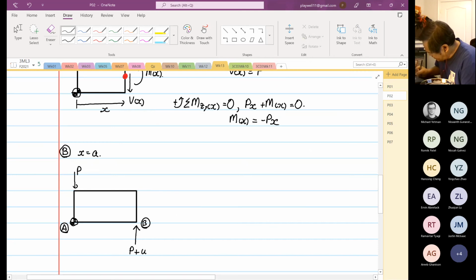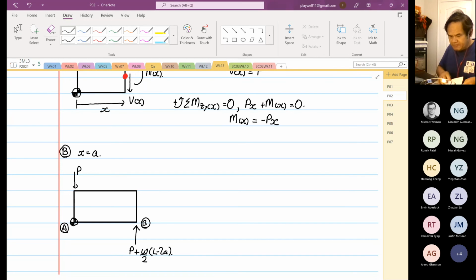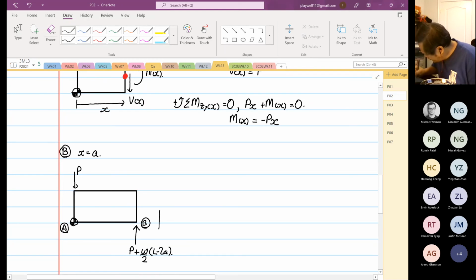P plus omega over 2 (L minus 2A). Okay. You have to include this reaction force, because this is exactly at point B, right? This is exactly at point B. So we have our shear force, positive shear assumption, V at point B. And then we have moment at point B.